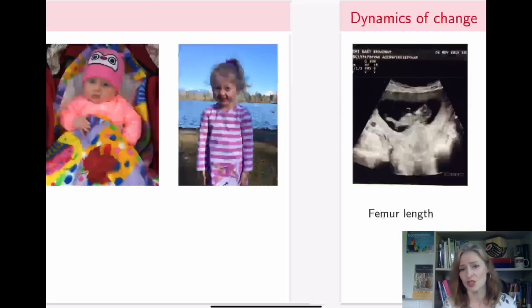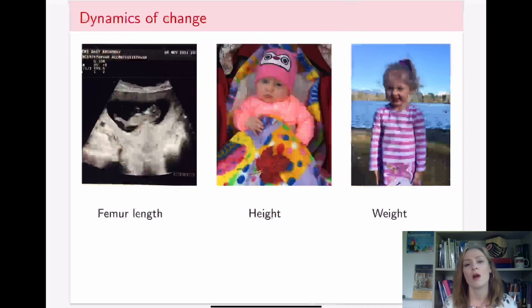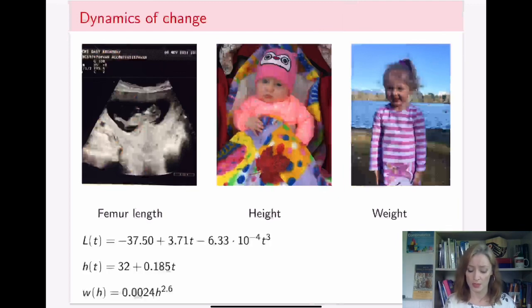Now, as a mathematician, I know that all of these things, because of the vast amount of data that we already have gathered on how children grow, are actually modeled with different types of functions. So, for example, these are the functions for femur length, for height, and for weight. I'm not giving you the domains for them here because this is purely for motivational purposes. So let's just take a look at what these functions actually are.